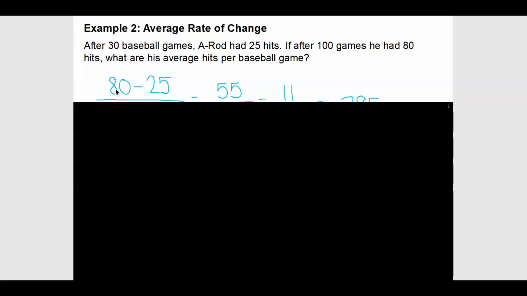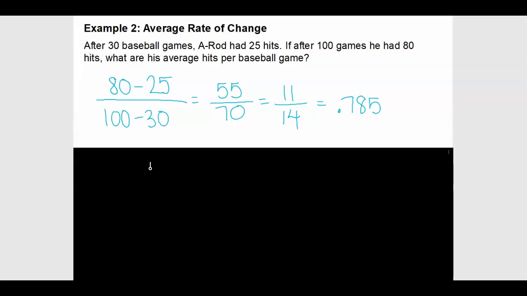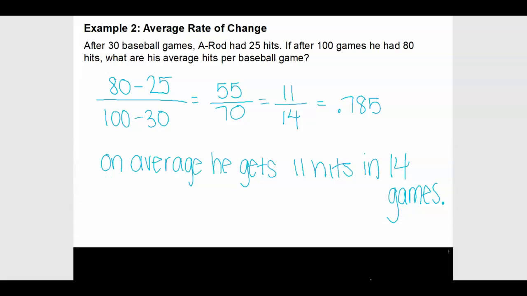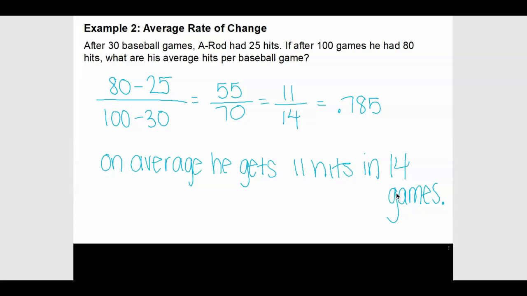So in 100 games, he had 80 hits. And in 30 games, he had 25. So in 70 total games, he had 55 hits, or an average of 0.785 hits per game, which is very good. So in 14 games, he would have 11 hits.